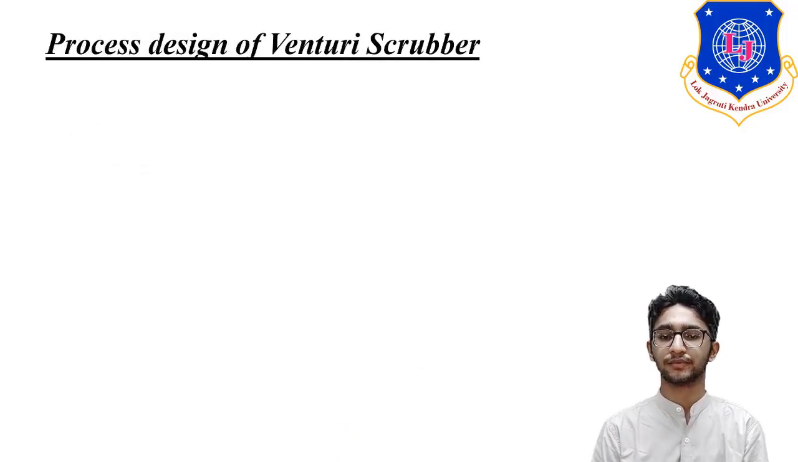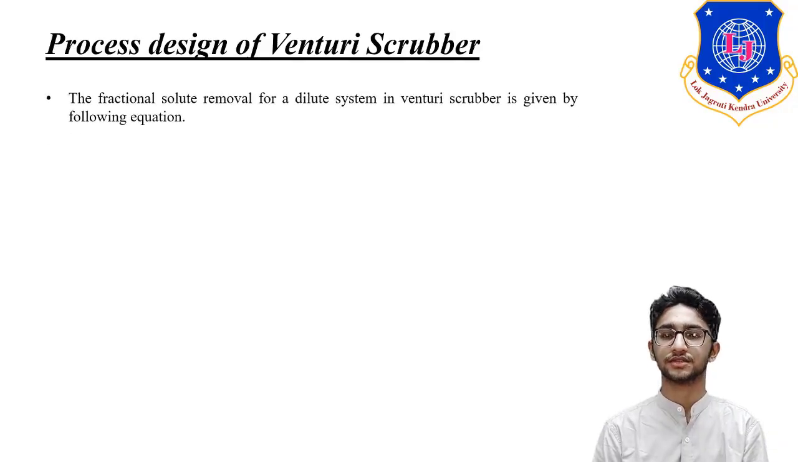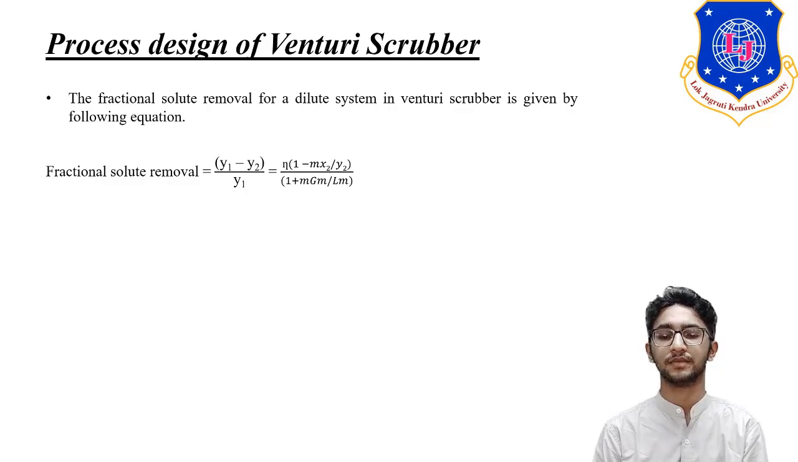Now, we will see the process design of a Venturi scrubber. So, the first point is the fractional solute removal for a dilute system in a Venturi scrubber is given by the following equation, that is (y1 minus y2) upon y1, which equals eta into (1 minus m x2 by y2) upon (1 plus m Gm upon Lm).